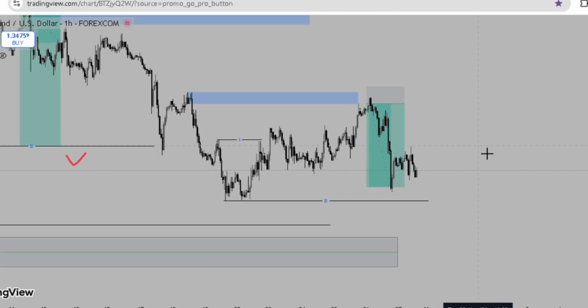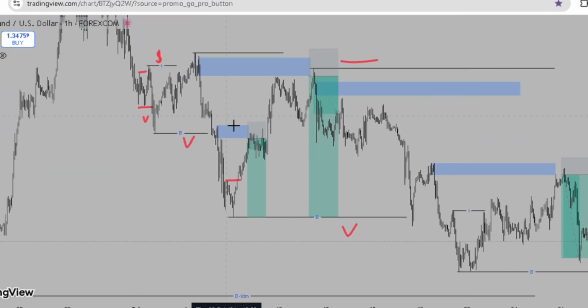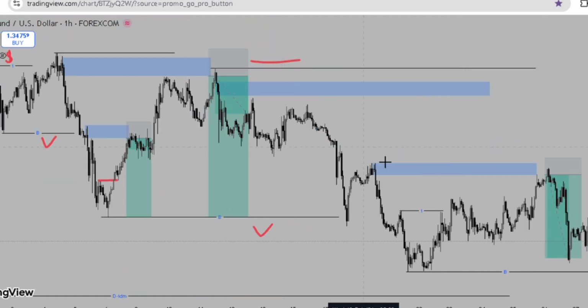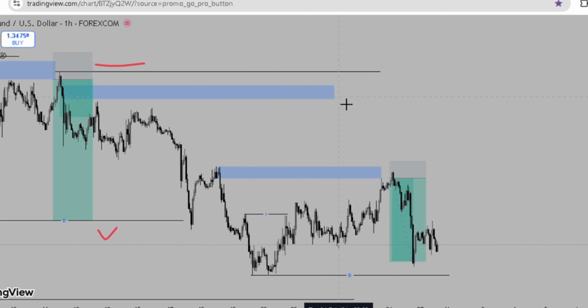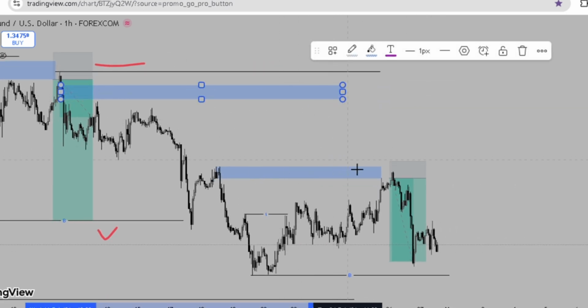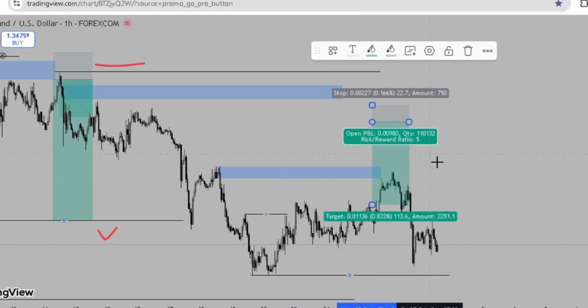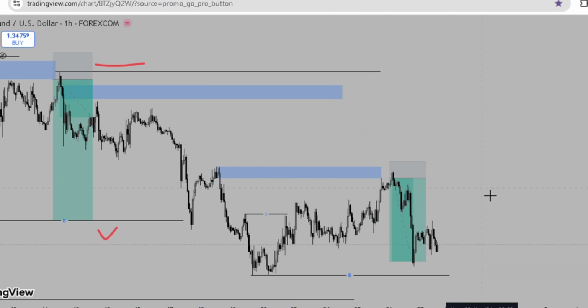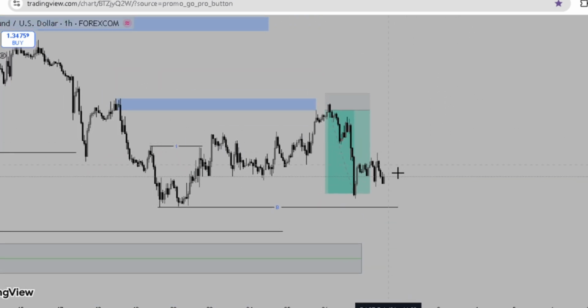And as you can see, the two POI has been working. This one failed, this one deliver, this one deliver, this one is left safe. So no trap yet. The trap is still there, but you can see this one has caught the trap, and we've made some money from this setup.